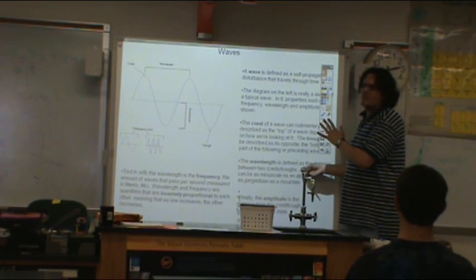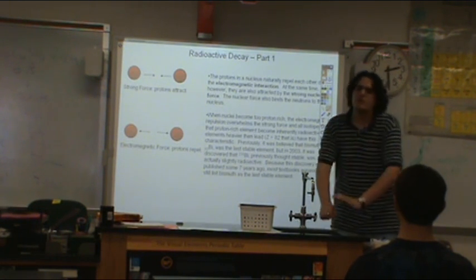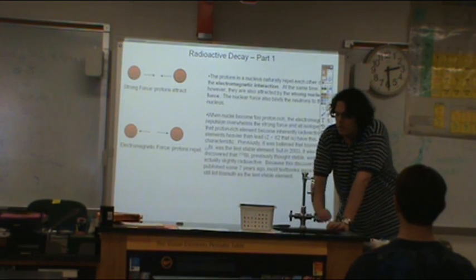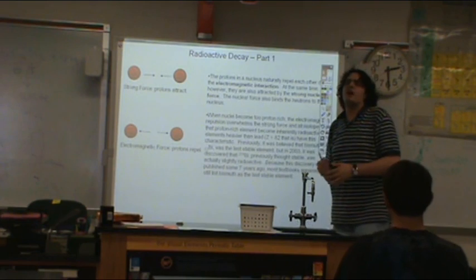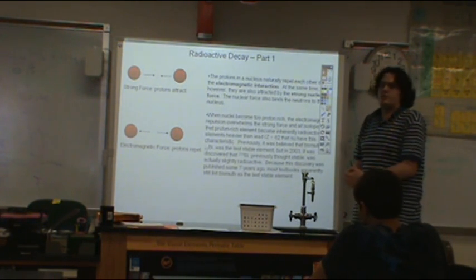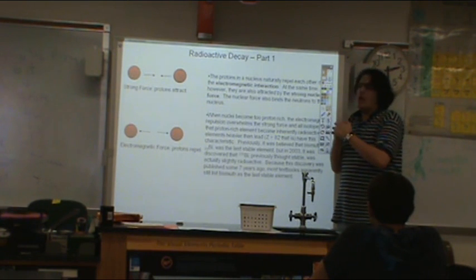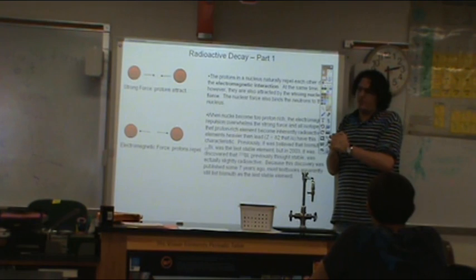I'm going to skip these two slides. Okay, now we get into the part of radioactivity. Radioactivity may be defined as the breakdown of an unstable nucleus. When you hear the words alpha particles, beta particles, or radiation, that's because a nucleus is breaking down. This is a change in the nucleus.